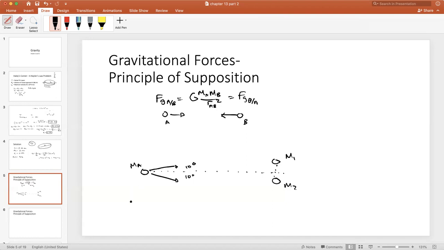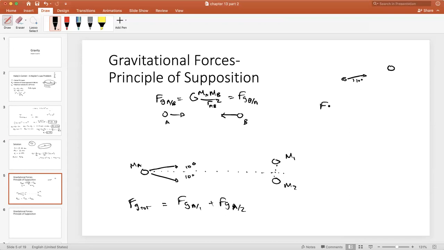So the principle of superposition says that the total force of gravity acting on MA is the force of gravity on A due to 1 plus the force of gravity on A due to 2. You just add them together. It makes things super easy. Now look at what happens here though. We know that the force of gravity is acting, if I draw this, there is a force of gravity acting to pull this guy at 10 degrees.